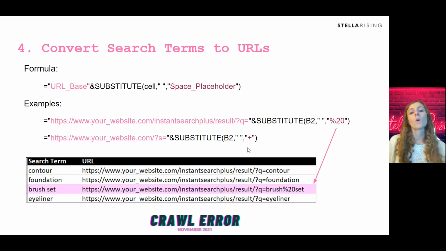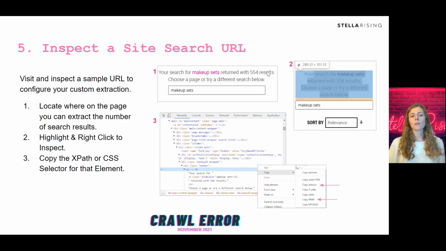and make sure your data set is looking good. Once you've done that, we recommend visiting one or two URLs, two or more URLs really, and looking for an element on the page that differentiates the number of results that are appearing. So for example, in this case, we can inspect this URL that says your search for makeup sets returned 554 results. So that 554 is what we're looking for. You'll simply highlight that text, right click, and inspect the element.